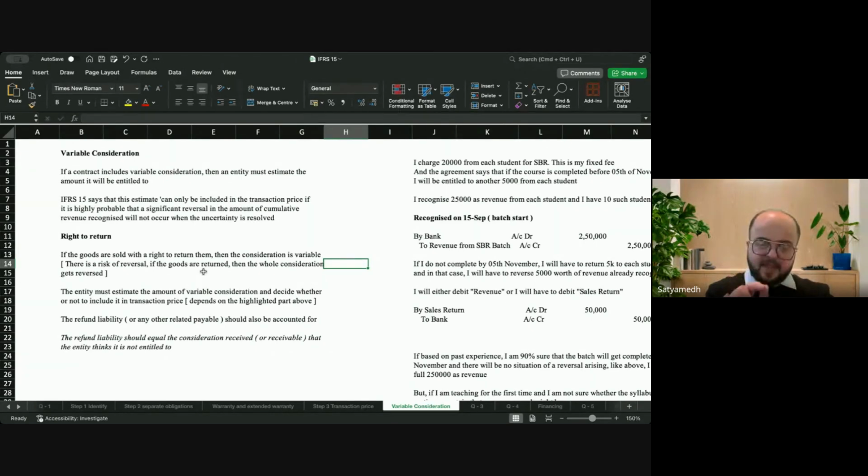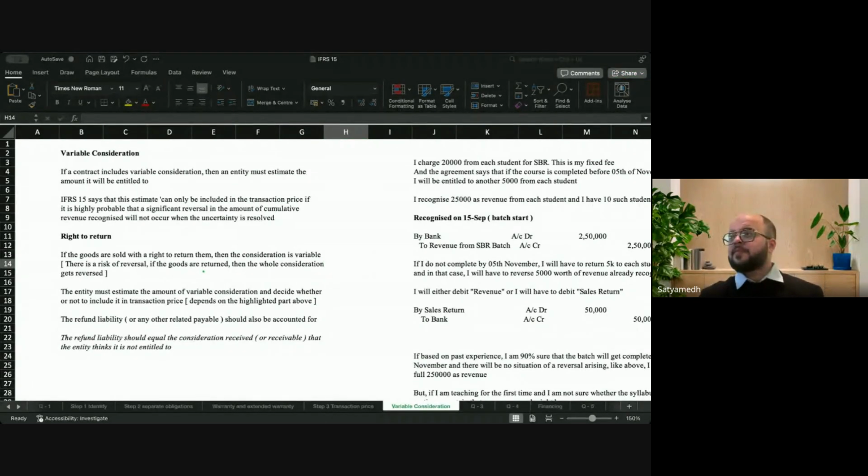IFRS 15 says that this estimate can only be included in the transaction price if it is highly probable that a significant reversal in the amount of cumulative revenue recognized will not occur when the uncertainty is resolved.